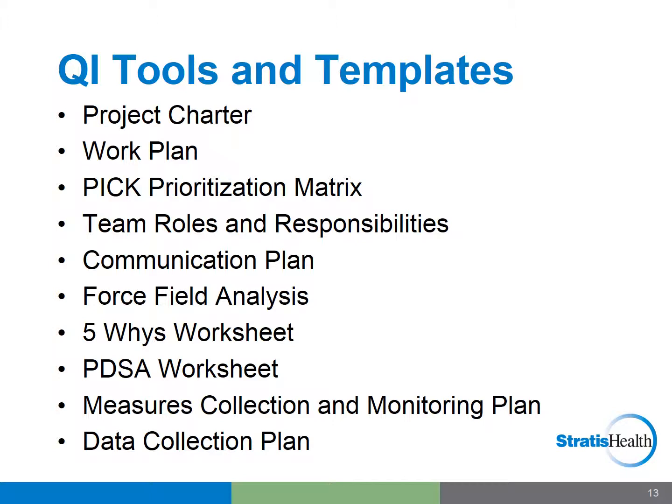5 Whys Worksheet enables the QI team to determine the root cause of an issue by asking and answering the question why many times in succession. PDSA Cycle Form, the key form that keeps track of our incremental rapid cycle tests of change. Measure Collection and Monitoring Plan, a listing of the measures we have chosen or created for our QI project. Data Collection Plan, identify specific data that we'll need to track and collect for our measures.